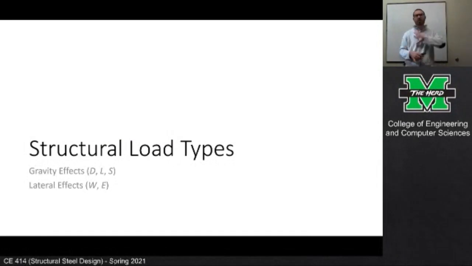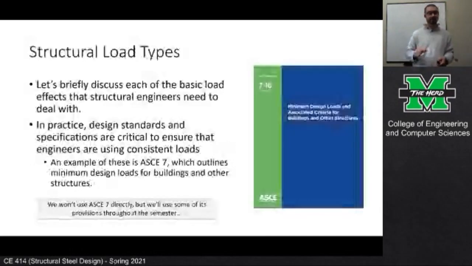So let's talk about the 5 really critical effects that we need to deal with. 3 of them act in the direction of gravity, so up and down, so that's dead load, live load, and snow load. And then the other 2 are the lateral effects. They're the ones that act side to side, and that's wind and earthquakes or seismic loads.